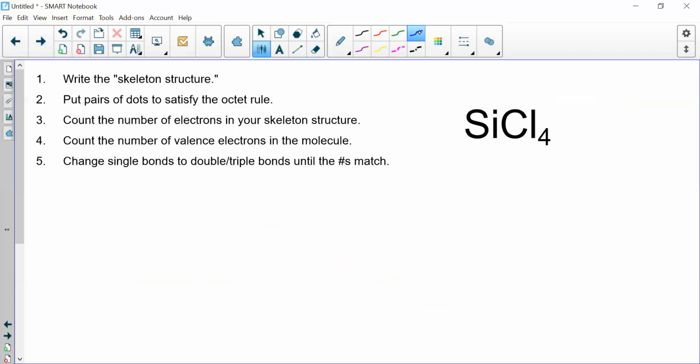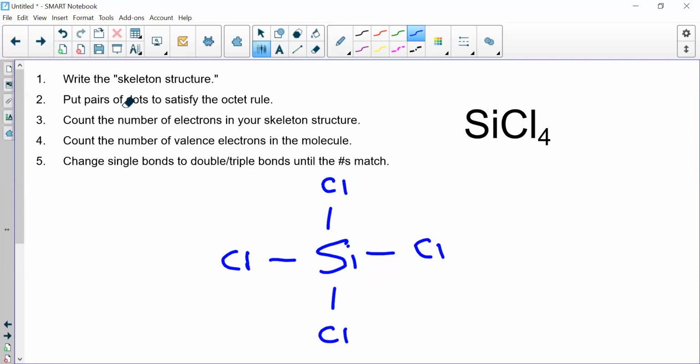SiCl4. You might want to pause and try it and then play the video. So the central atom is the one that's by itself, which is the silicon. When you have 4, you go all 4 directions: up, down, left, right. We have a chlorine here, a chlorine there, and chlorine there. Dots. So each chlorine has 2.